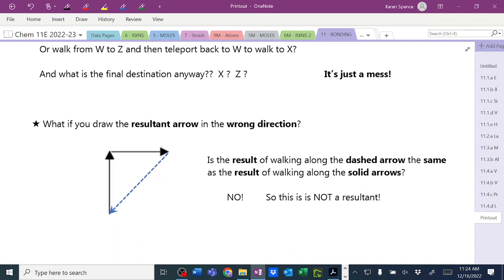And what happens if you draw the resultant arrow in the wrong direction? This is where you've just closed the loop. We go up, across, and then back down, okay? Is the result of walking the solid arrows the same as the result of walking the dashed arrow? It's exactly the opposite. So you can tell if you've drawn the arrow the wrong way because it will not take you to the same final destination, okay?